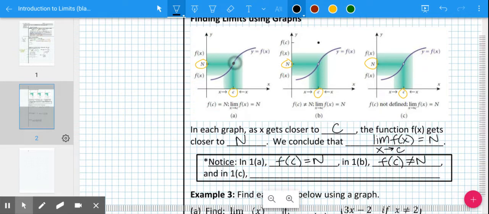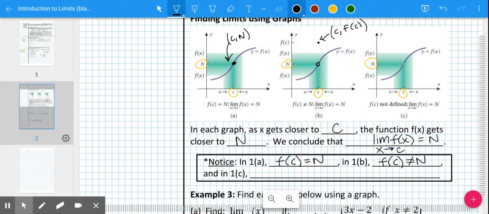Here's what I mean. In the first graph, the output at c is n. There's a point there, c comma n. Okay, fine. So the limit is n. That feels intuitive. In the second graph, there is a value at c, but it's not n. The value at c is up here. So at c, there is some point that exists, but it is not the same as the limit value. So if I ask, what is the y value at c? It's up there. But if I ask, what is the limit as x approaches c? It's n.